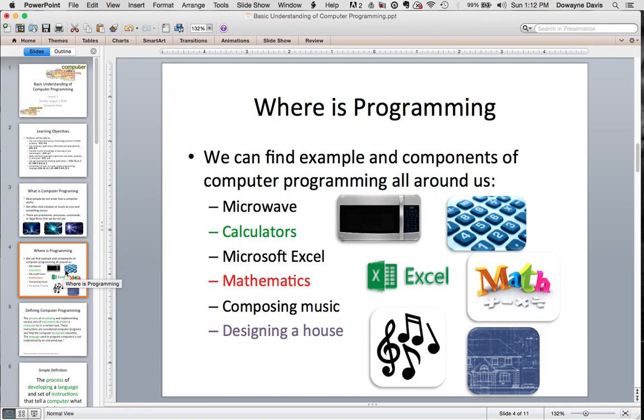Where is computer programming? Where can we find this? We can find it all around us. There are different examples, and the basis that makes up programming could be found in microwaves, calculators, Microsoft Excel, mathematics, music composition, and even designing a house. You can find computer programming all around us, and once we finish this lesson, you'll start to understand how you can see computer programming where you live.